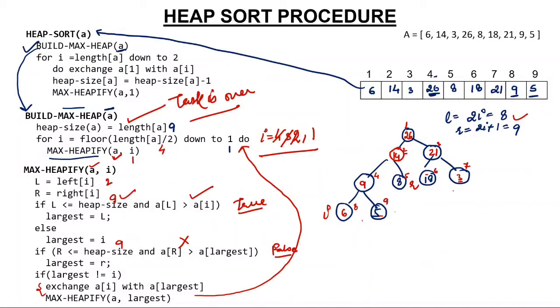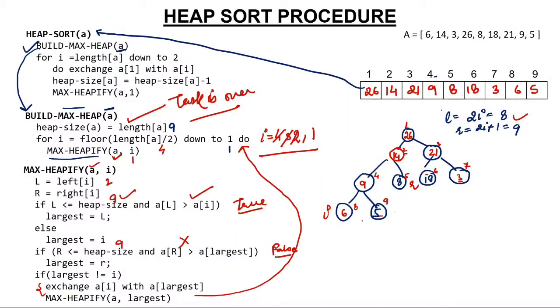So now let me convert this heap to an array. This entire process, these elements will be changed like this. The first element is now 26. Next is 14, then 21, then we have 9, then 8, then 18, then 3, then 6, and then 5. Finally we have this. Now is this a sorted array? No, this is not a sorted array.